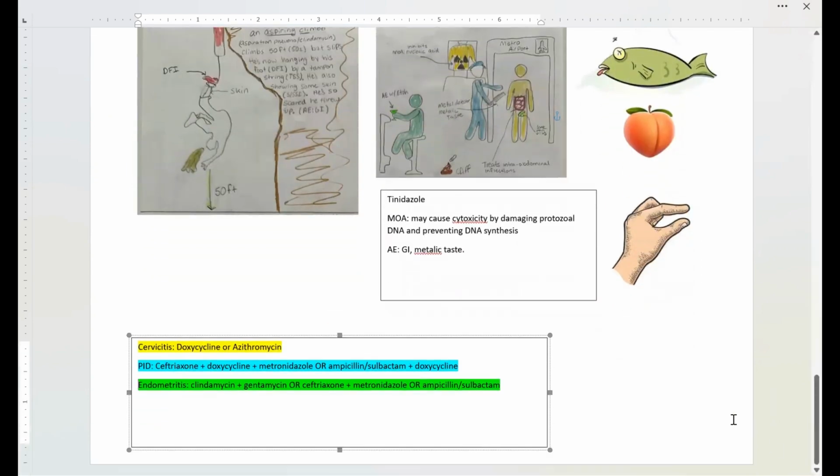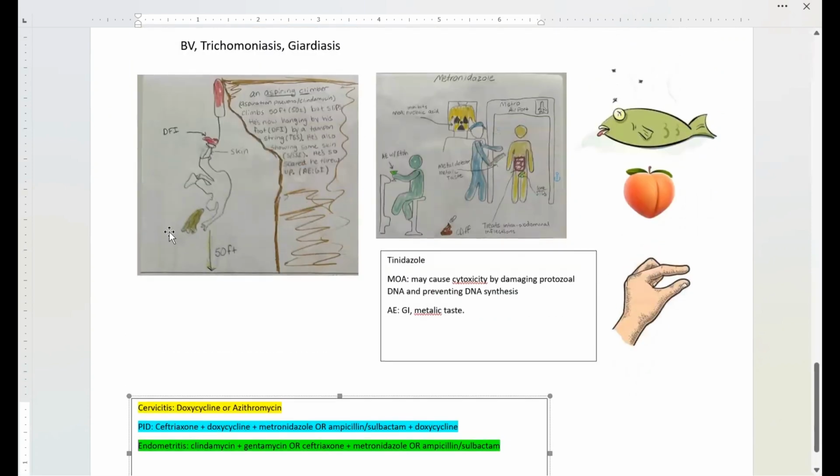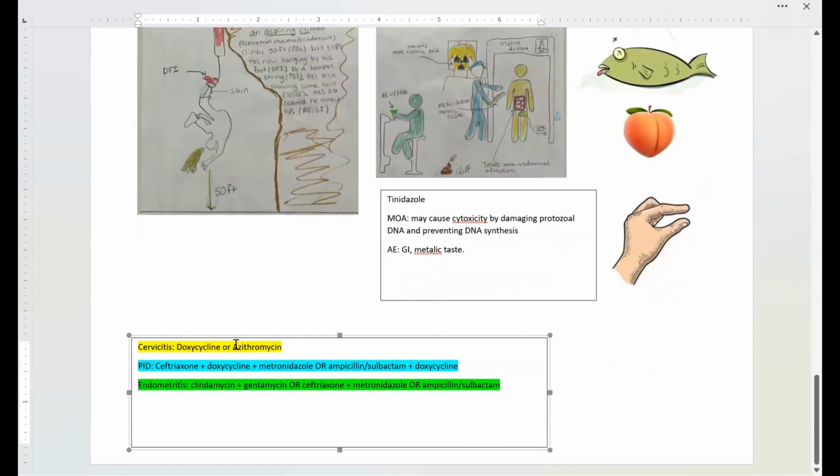And then, again, just to finish up here, I got lazy again. Other infections. So if they have cervicitis, you can use doxycycline or azithromycin. If they have pelvic inflammatory disease, you can use ceftriaxone plus doxycycline plus metronidazole or ampicillin sulbactam plus doxycycline. If they have endometritis, you can use clindamycin plus gentamicin or ceftriaxone plus metronidazole or ampicillin sulbactam.